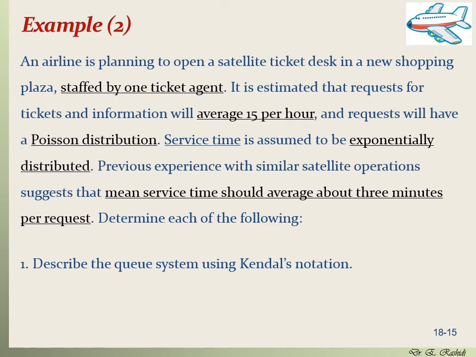Next example. An airline is planning to open a satellite ticket desk in a new shopping plaza, staffed by one ticket agent. It is estimated that requests for tickets and information will average 15 per hour, and requests will have a Poisson distribution. Service time is assumed to be exponentially distributed. Previous experience with similar satellite operations suggests that the average service time should average about 3 minutes per request. Determine each of the following.